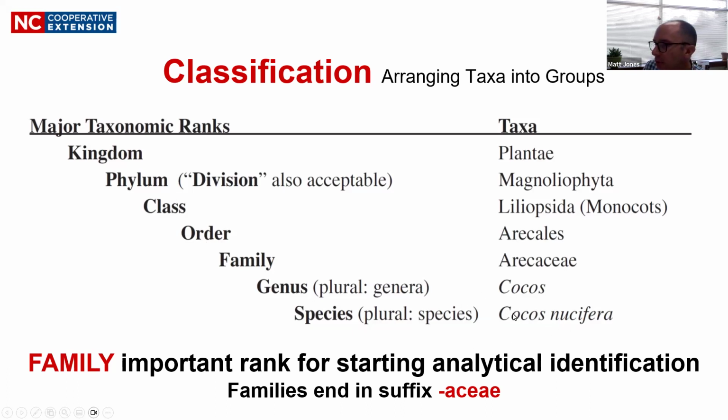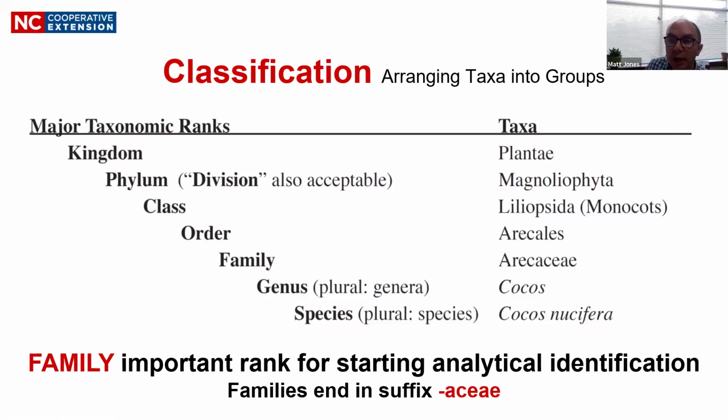And so if there are multiple species, they are grouped together in a single genus, and then multiple genera can be grouped together in a family. Multiple families can make up an order. Multiple orders can make up a class, and then multiple classes can make up a phylum, sometimes called a division in the context of plants. And then ultimately, all of them are under the larger plant kingdom.